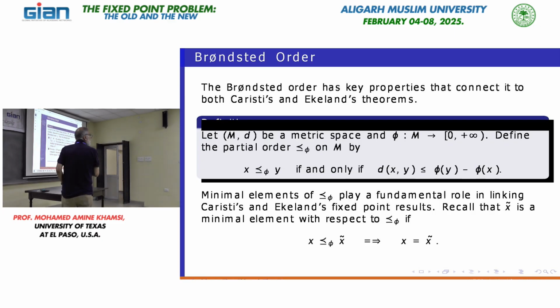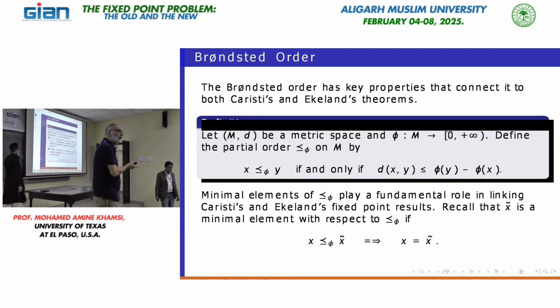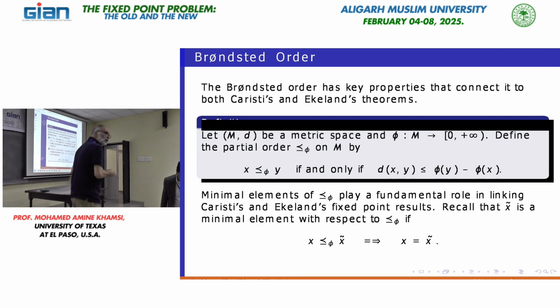Look at T. I want to show you something. T goes from N to M, a map, such that T of X is less than X for the Bronsted order. If X tilde is a minimal element, T of X tilde is less than X tilde. Therefore, T of X tilde equals X tilde. Meaning what? That minimal is a fixed point of T. Therefore, that's carries T. Yes or no? Shall we continue?